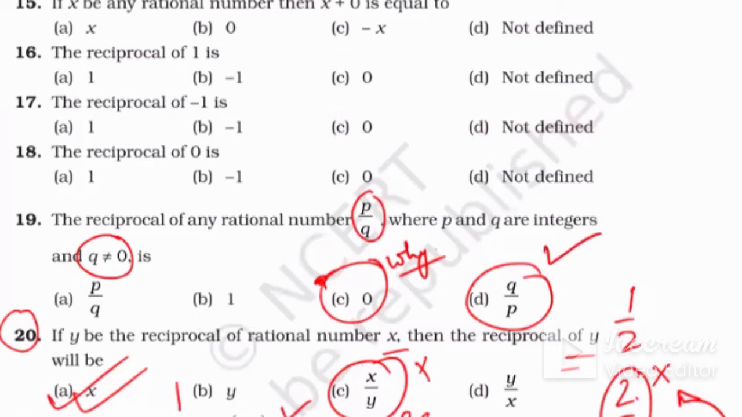It is asking simply: the slash after the equals sign means not equal to 0. The reciprocal of any rational number p by q. It is asking the reciprocal of this number, q by p. It's a simple question. Don't think over it. It is asking the reciprocal of p by q. That is q by p.